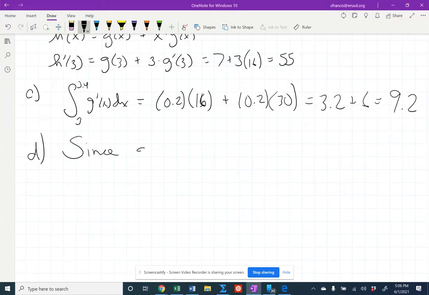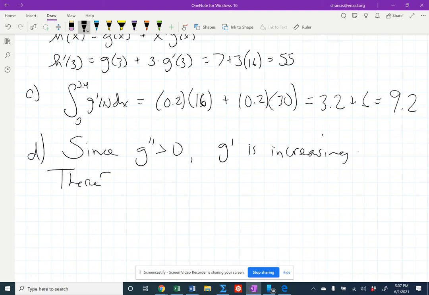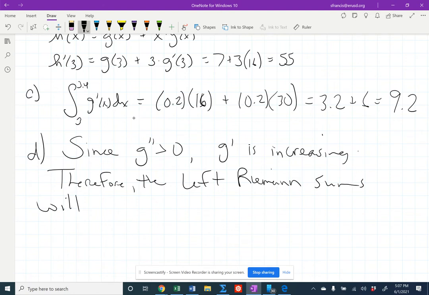Okay, so two things. Since G double prime is greater than 0, G prime is increasing. Also, actually, let's do it this way. Therefore, the left Riemann sums will be underestimates.